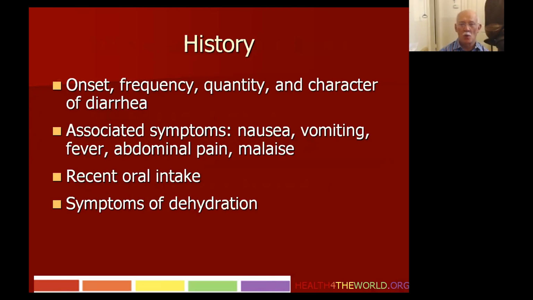The history, one should ask about the onset, the frequency, the quantity, and characteristics of the diarrhea. Namely, is it bloody, non-bloody, how frequent, the volume of diarrhea. Associated symptoms: is the patient also nauseated or vomiting?